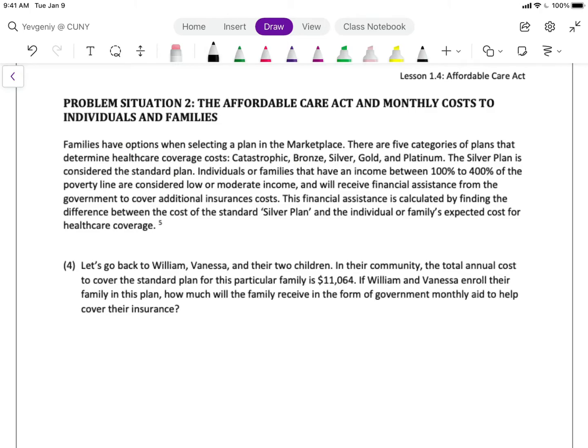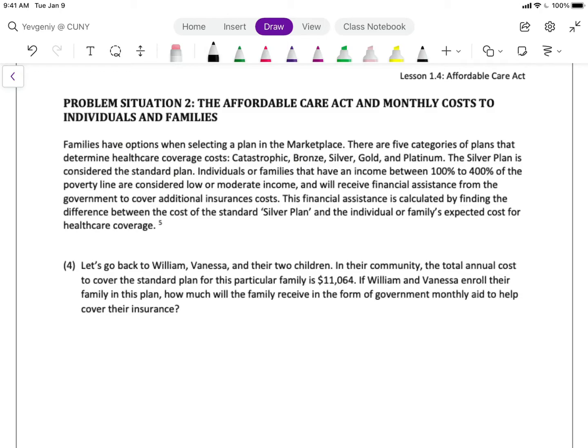So families have options when selecting a plan in the marketplace. There are 5 categories: catastrophic, bronze, silver, gold, and platinum. The silver plan is considered the standard plan, and individuals or families that have income between 100 and 400% are considered low to moderate income, and they will receive the financial assistance to cover additional costs. So the only thing that the families who sign up for the silver plan will have to pay are those percentages that are dependent on the income, and the rest is covered by the government.